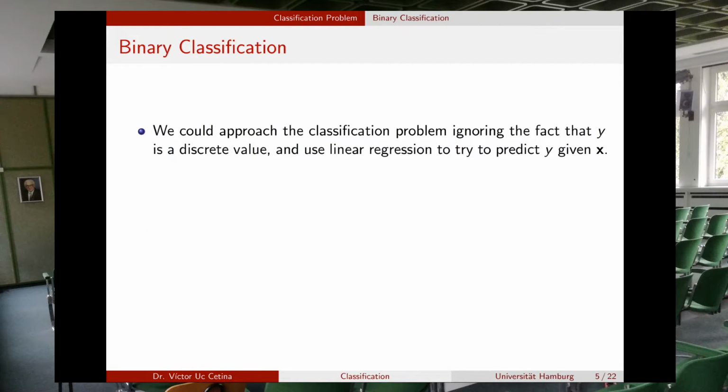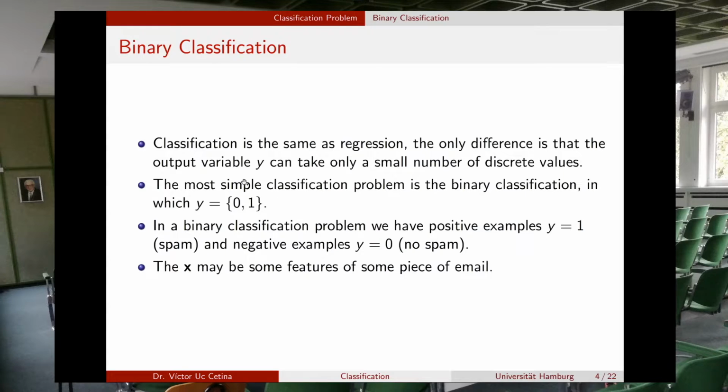So we could approach the classification problem ignoring the fact that y is a discrete value and use linear regression to try to predict y given x. You could say, okay, I have already implemented my linear regression algorithm. This algorithm can approximate any real number as an output. And in this case of binary classification, we are saying that our outputs are going to be 0 and 1. And you can say, okay, 0 and 1 are also real numbers. Why can we not use the same linear regression algorithm to solve this?